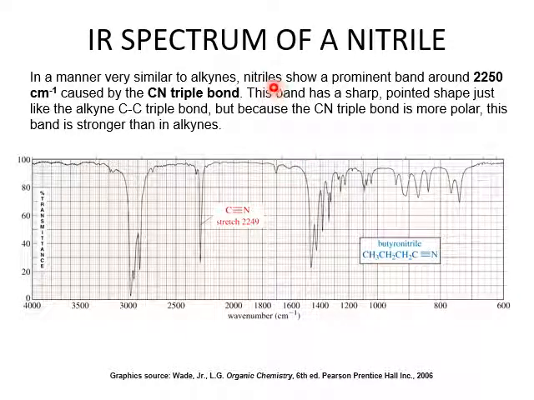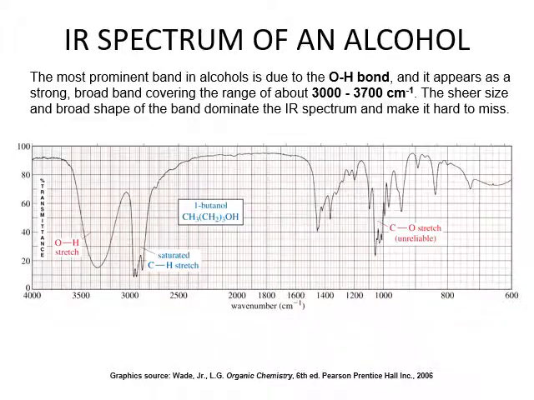Nitriles, however, now we jump to nitrogen-containing compounds. They appear at 2250. So again, nitriles are a C atom connected to a nitrogen via one sigma bond and two pi bonds. You can see it here. So it's quite a prominent band. Then you have the IR spectrum of an alcohol. This one is very broad, as we mentioned before. 3000 to 3700.